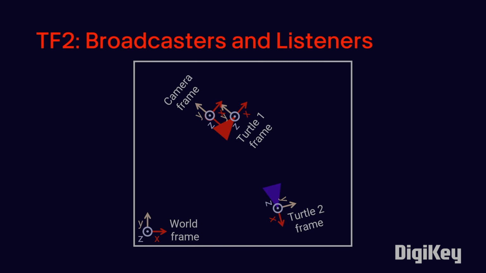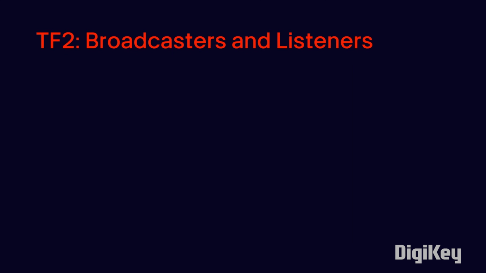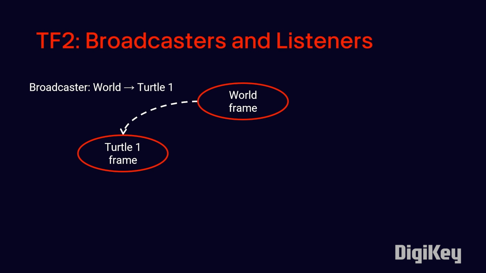This is where broadcasters come in. A broadcaster is some code, usually part of a node, that publishes the transform between the child frame and the parent frame. You can think of a broadcaster as a specialized publisher that says, here is where the child is located relative to the parent right now.